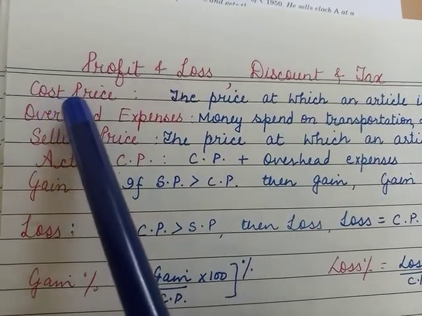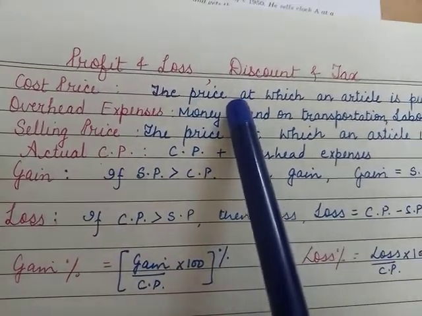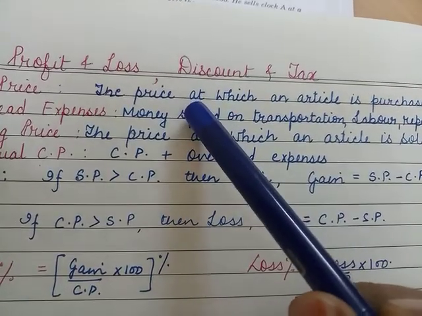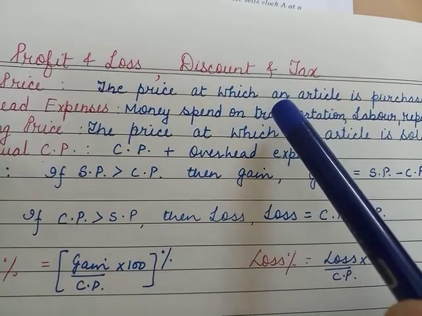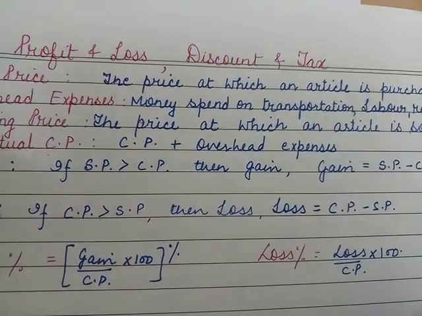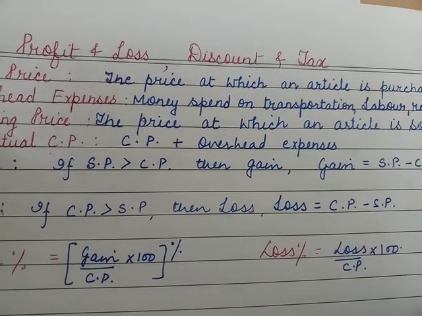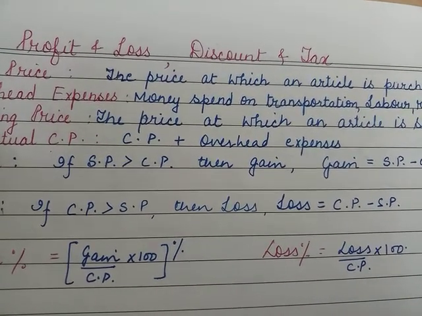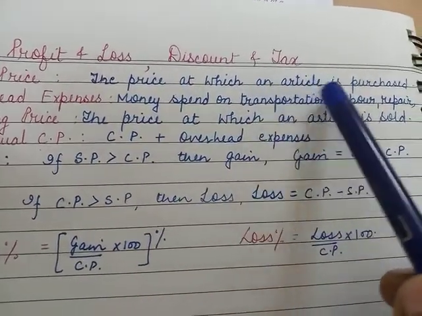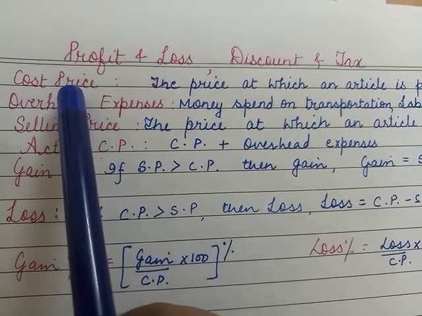The first term that we are going to discuss is cost price. If we are purchasing any article, whatever money we pay for that article is known as cost price. Suppose you went to the market to buy a pencil box. The price at which we purchase the pencil box, that is the cost price. So we say, the price at which an article is purchased is known as cost price.